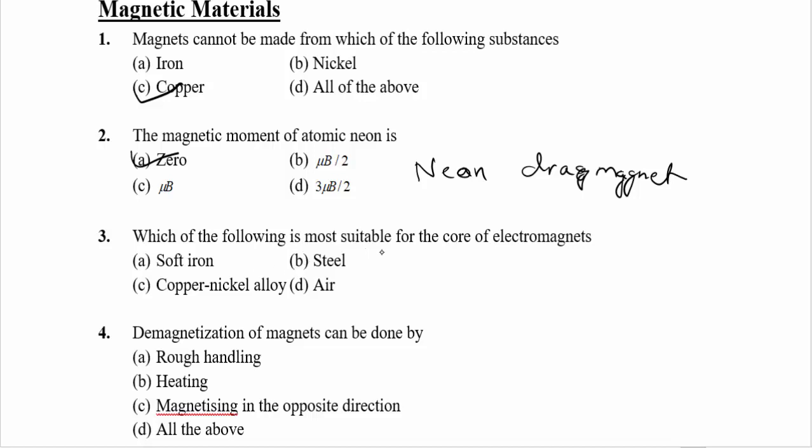Next, which of the following is most suitable for the core of electromagnets? For making the core of electromagnets, we have to use soft iron. That is option A, because of high permeability. Next, fourth one, demagnetization of magnets can be done by, see here, rough handling leads to demagnetization. Heating also demagnetizes. Magnetizing in the opposite direction also demagnetizes. So option is D, all of the above.